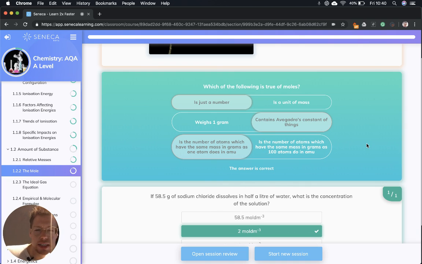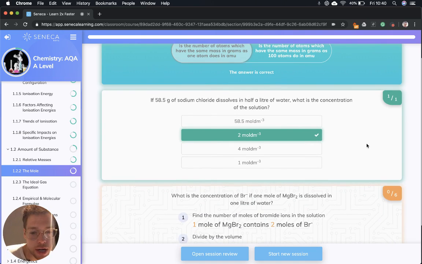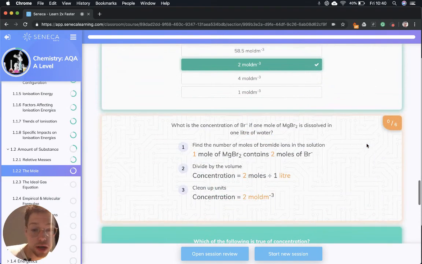Okay, we've covered a lot. Let's consolidate and go over some key facts. What is true of moles? Is it a number or is it a unit of mass? Honey, it's just a number. Don't panic. It's just a number. And it contains Avogadro's constant of things, so 6.02 times 10 to the 23 molecules. And a mole is the number of atoms which have the same mass in grams as one atom does in AMU. Chill, right? Okay, to finish off, let's go through one more example.